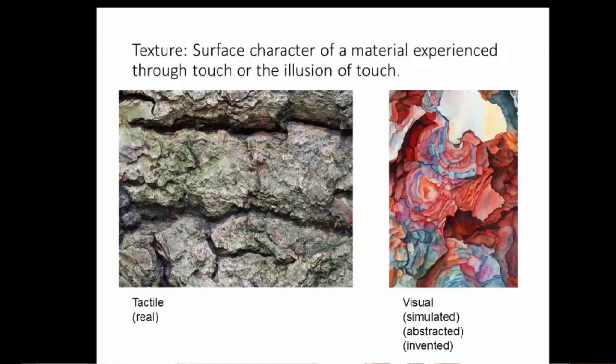And when you're talking about visual texture, you have to look at three basic types of texture. And again, this is very much like the three different levels of representation that we talked about earlier. Simulated texture attempts to recreate texture in a strict adherence to nature. Abstracted texture is texture that somewhat mimics how we see in nature, but it's been simplified or flattened in some way. And invented texture is texture that doesn't relate to nature at all.